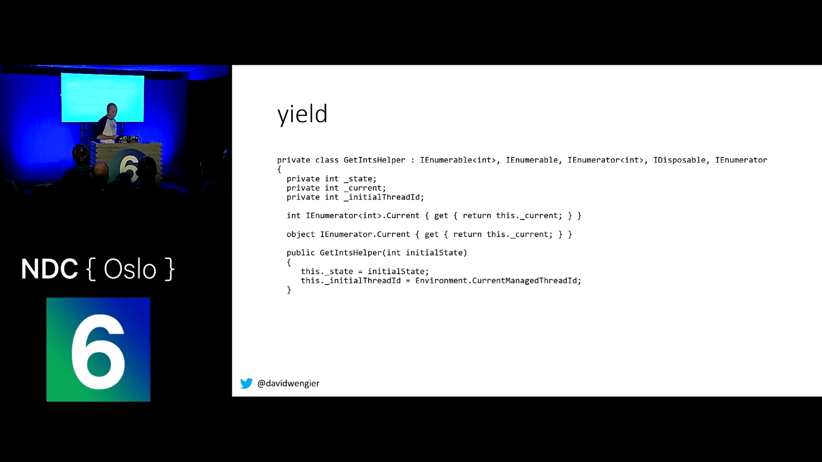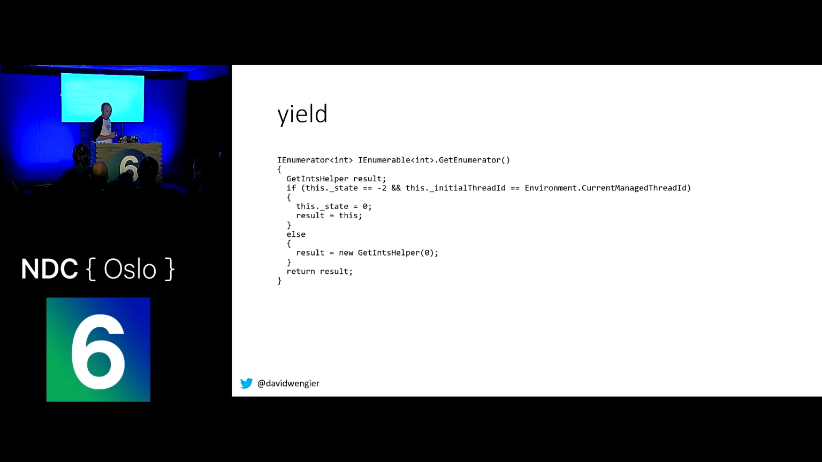It stores the initial state, and it stores the thread that is currently running. So it stores the thread ID for the thread that constructed this, the thing that called getInts. Not getEnumerator, but getInts. And we have a dispose method that doesn't do anything. And I guess there's a reset method that doesn't do anything either because it's part of the interface.